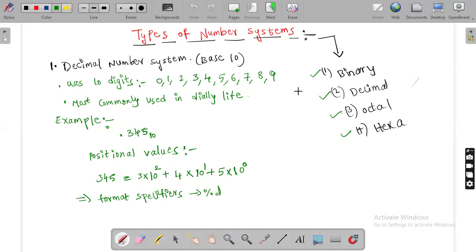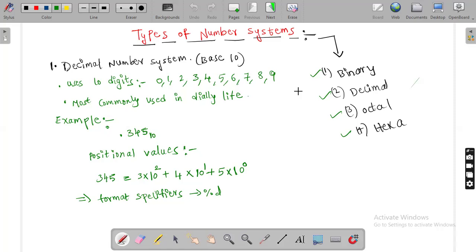In today's concept, we are going to discuss what number systems are and the types of number systems. Actually, we have four types of number systems. They are binary, decimal, octal, and hexadecimal. First we'll discuss the decimal number system.